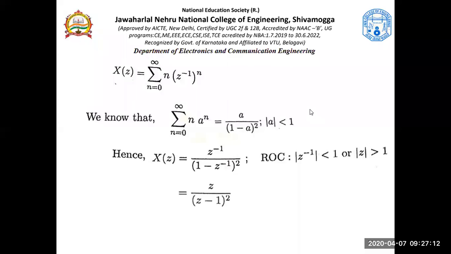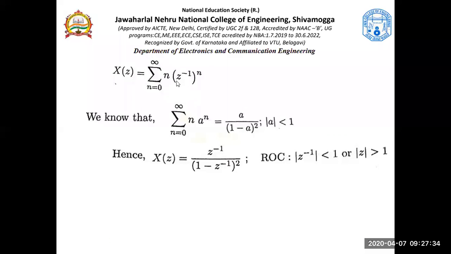Now, how do we write this? This is how we are going to write. See here? A is z inverse. So in place of a, you need to bring z inverse. And 1 minus a means 1 minus z inverse squared. Understand? Okay, so this is what your H of z would be.